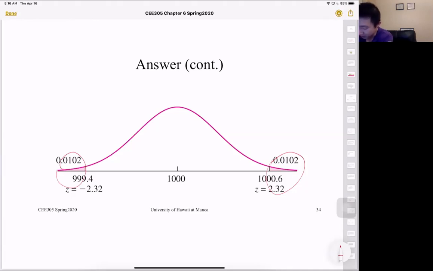But here we use the two-sided test based on a z-score of 2.32 and minus 2.32. So the p-value is 0.0102 times 2, which is 0.0204, so about 2%. So the p-value is only 2%.